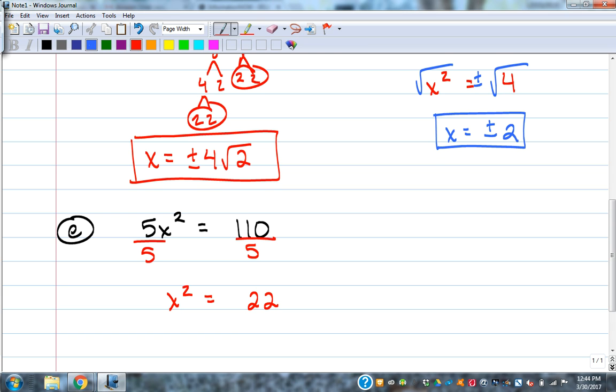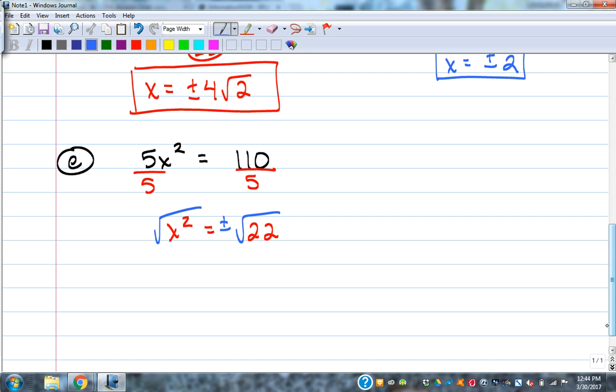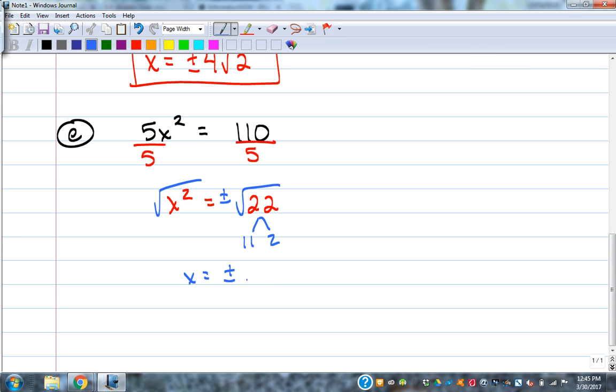All right. Now, is the squared part by itself? Yes. So we do what? The square root. And then we try to simplify that square root because 22 doesn't have a nice square root like 4 did. We don't want to get a decimal. We want to get the exact solution. If we do the factor tree for 22, it's 11 and 2, but 11 doesn't break down. There are no pairs to pull out. So we're just going to leave it as the square root of 22. So it'd be x equals plus or minus the square root of 22.